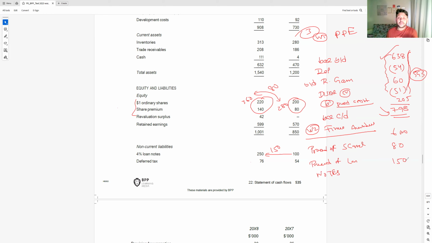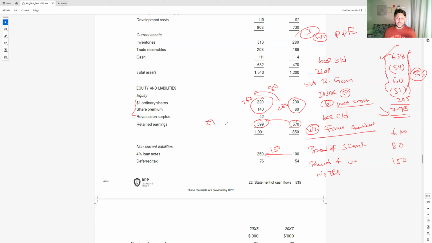And finally, looking at the dividend. This question didn't tell us anything about the dividend. For that reason, we have to do a little bit of workings because we have retained earnings. You can see here we have 570, the retained earnings. Now we have 599. If you find the difference, 599 minus 570, this is 29. So my retained earnings increased by 29.